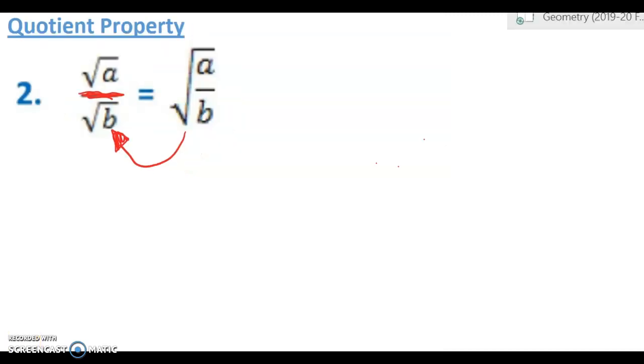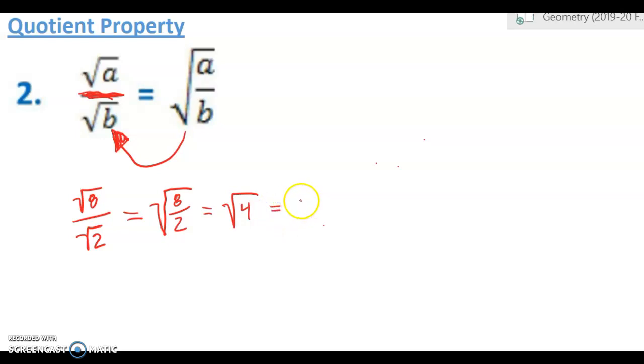We'll show a couple quick examples here. If I've got the square root of 8 over the square root of 2, I could simplify by breaking the top apart, but I can also just say that this is equal to the square root of the fraction 8 divided by 2. That simplifies really easily for us and is pretty helpful. So we get the square root of 4, because 8 divided by 2 is 4, and I know what the square root of 4 is.